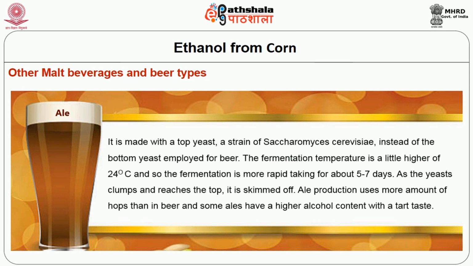Ale is made with a top yeast, a strain of Saccharomyces cerevisiae, instead of the bottom yeast employed for beer. The fermentation temperature is a little higher, at 24 degrees centigrade, and so the fermentation is more rapid, taking about 5 to 7 days. As the yeast clumps and reaches the top, it is skimmed off. Ale production uses more hops than beer, and some ales have higher alcohol content with a tart taste.